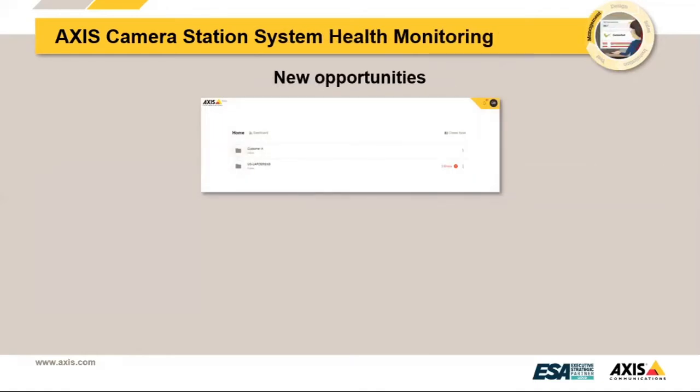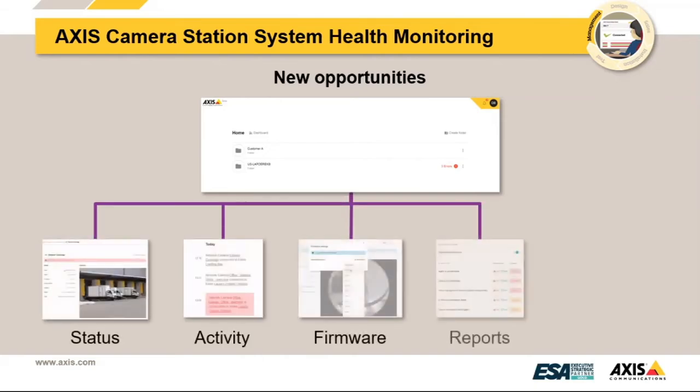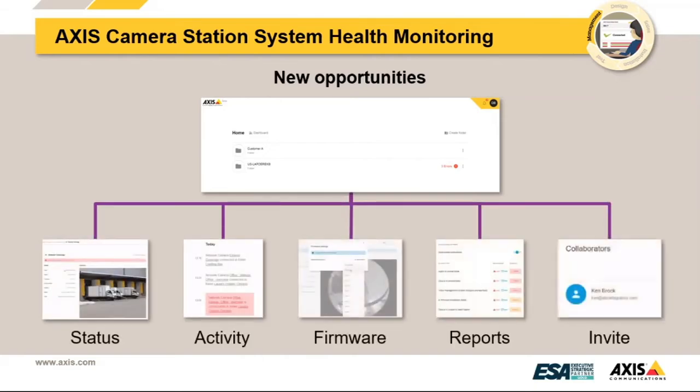And last but not least is our system health monitoring. This is a cloud-based application which lets you monitor the health of the system. You can see a history of what cameras have gone on and offline. You can see if there's any firmware updates. And you're able to get a general report on what's the status of the system, and you can get that emailed over to you. So the best part about system health monitoring is it's included with Axis Camera Station.